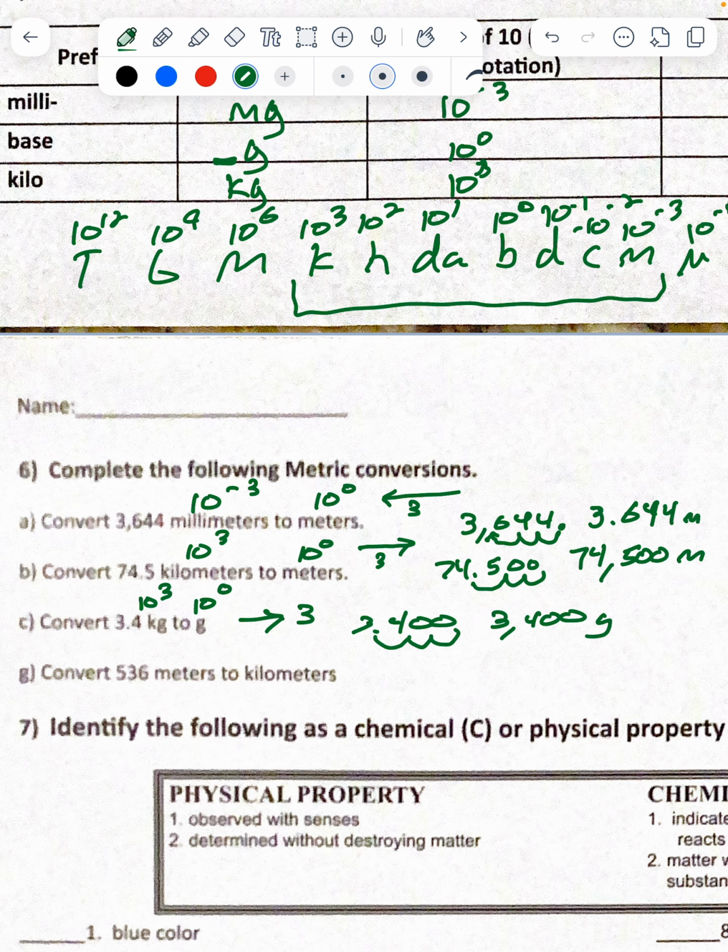Last one, 536 meters. No prefix, so that's 10 to the 0, to kilometers, so that's 10 to the 3. I'm going to the left 3 times. So 536, the decimal would be right here, so you move to the left: 1, 2, 3. That's 0.536 kilometers.